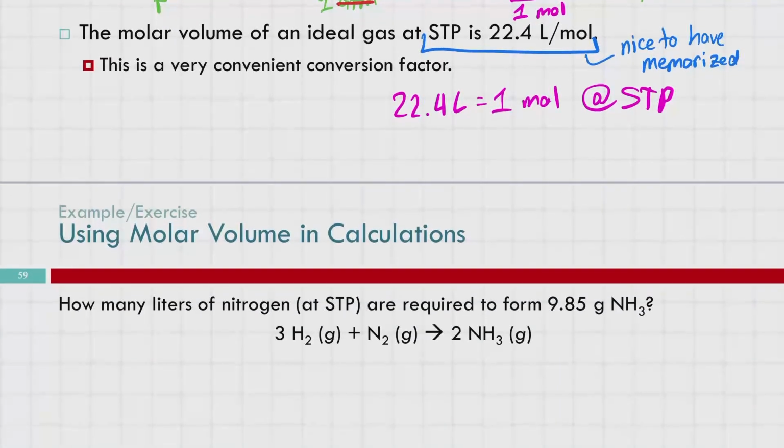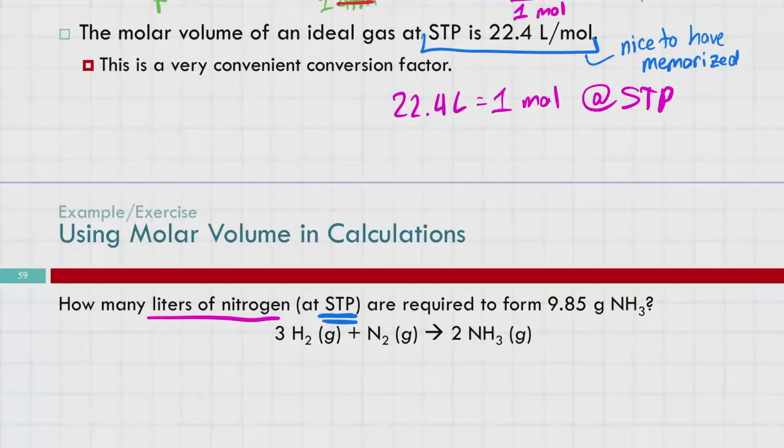All right, let's say that we are looking for liters of nitrogen at STP to form 9.85 grams of NH3. We're looking for liters of nitrogen. We are told that it's at STP, and this should activate us like a sleeper agent. Our brain should be screaming at us, 0 degrees Celsius, 1 atmosphere, clam chowder in Pismo. And we should also be thinking 22.4 liters equals 1 mole. That's what STP should trigger in us.